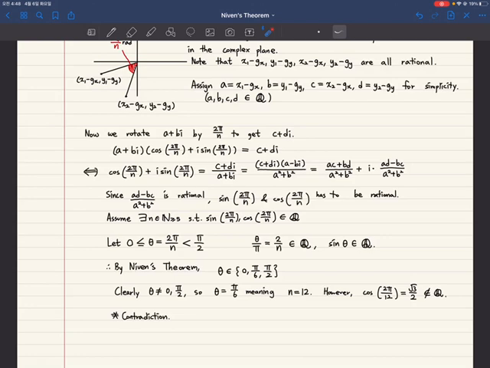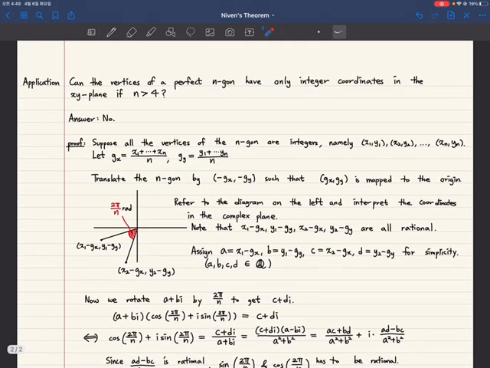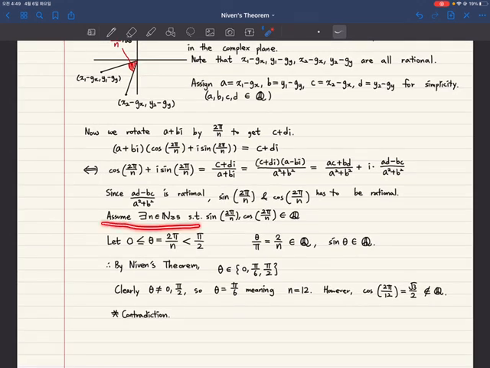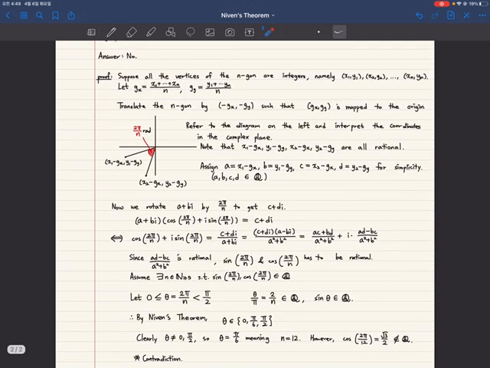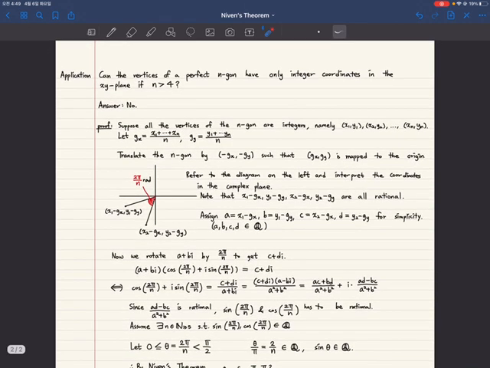But if we plug that into cosine 2 pi over n, cosine 2 pi over 12 equals square root of 3 over 2, which is not a rational number. So this is a contradiction. Hence our assumption is wrong, which means the answer is no. Thank you for listening to the lecture about Niven's theorem. I hope you guys enjoyed it.